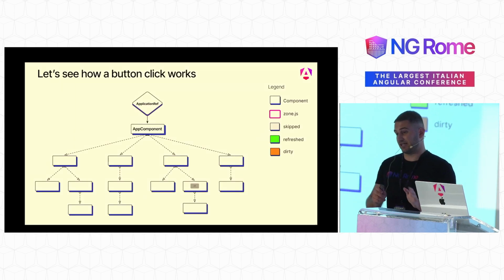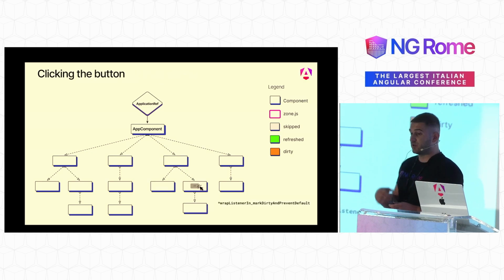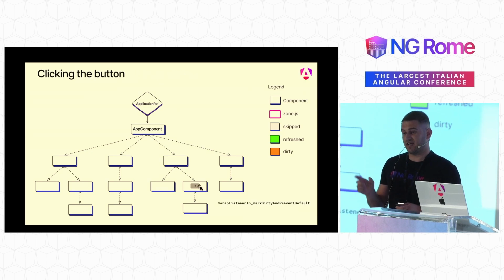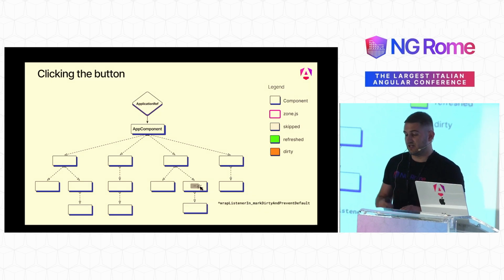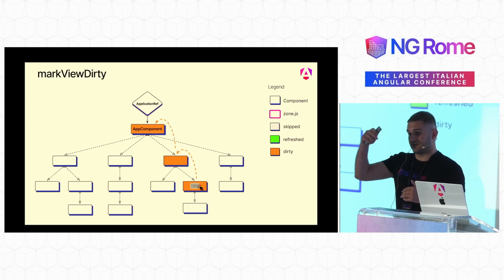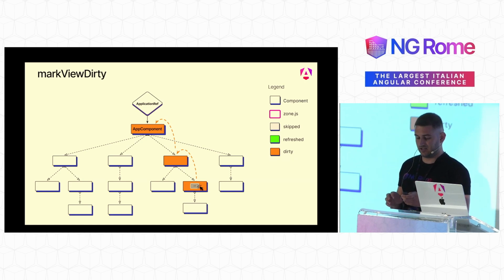So let's see how a button click works. Let's say we have the button click here. The moment that we click, we know that the event listener had that mark view dirty, right? So it will call that function. And then it will go to each ancestor and mark those as dirty too. So it's just marking.